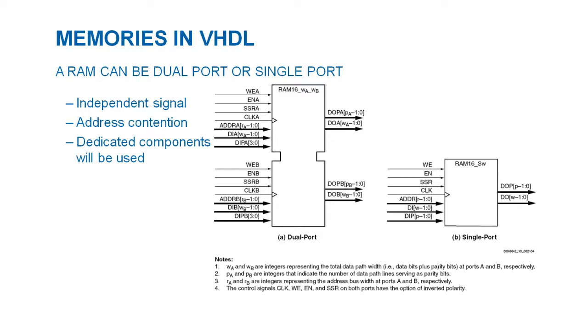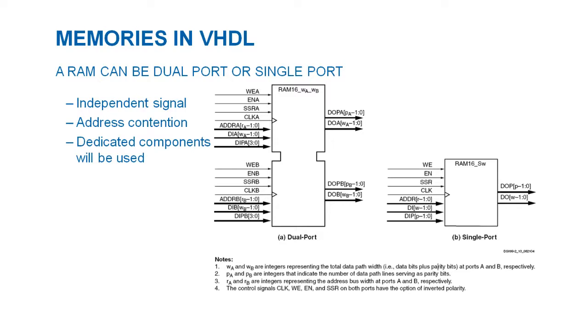So here is an example from Xilinx of how you can implement true dual port, in which case you have independent accesses to port A and port B. And here is another example of a single port.